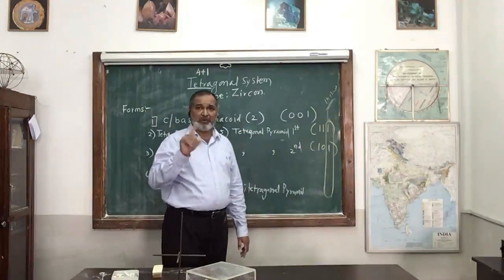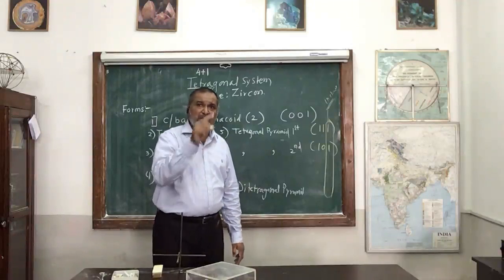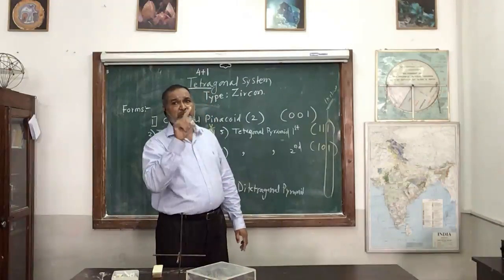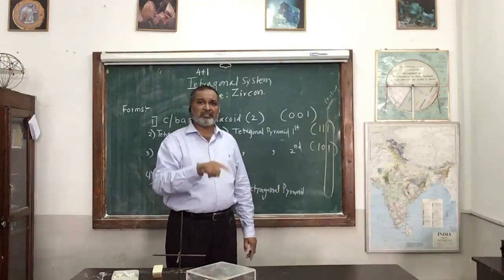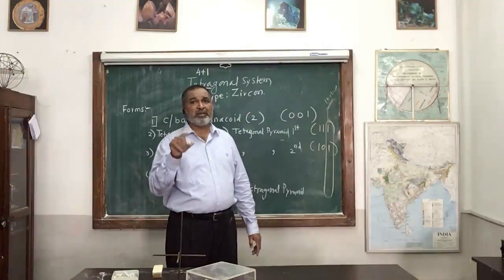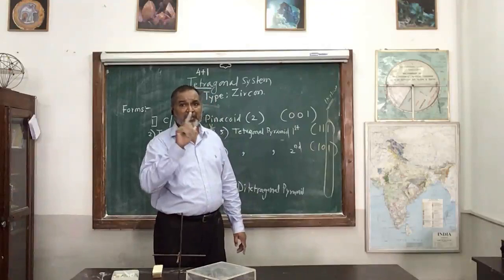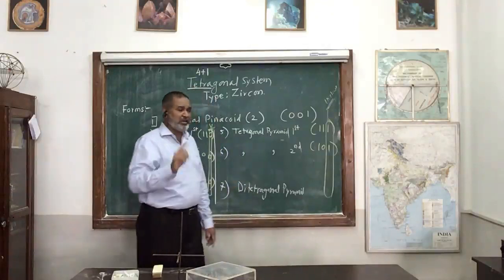1, 1, 1 will be the first order pyramid. When you write the second order, B remains parallel, so 1, 0, 1. There is another possibility, 0, 1, 1, but we always use 1, 0, 1. Remember this. This is a very, very important tip.